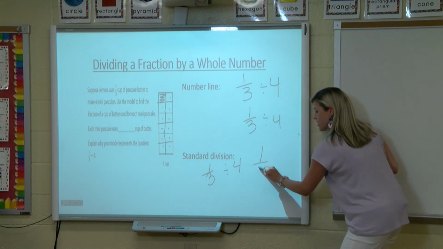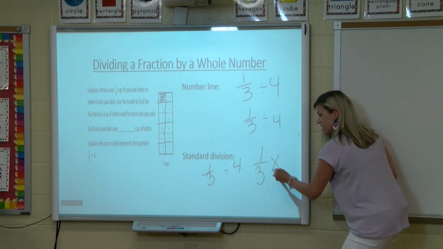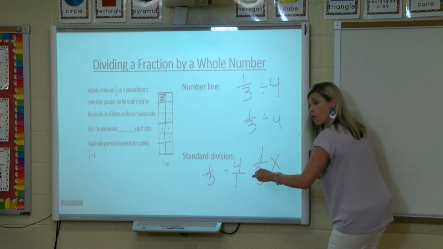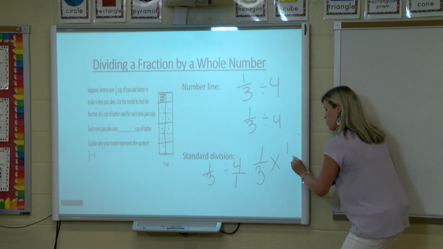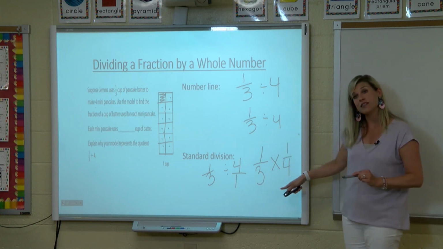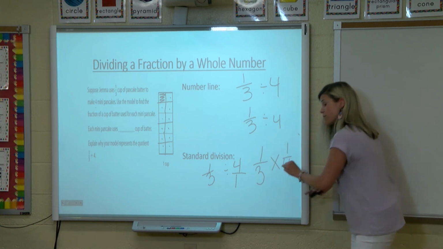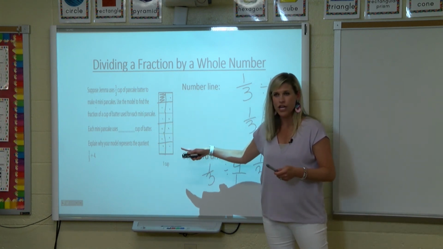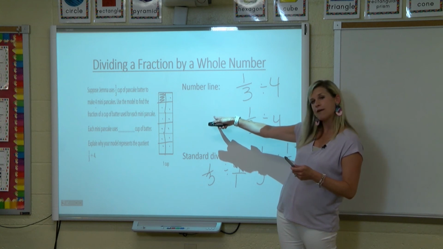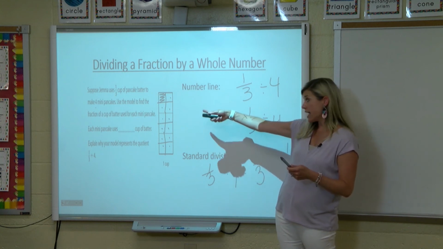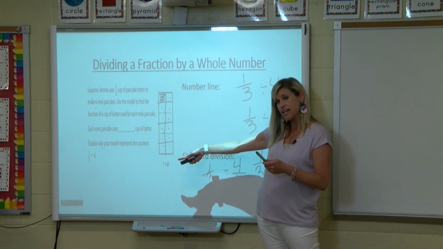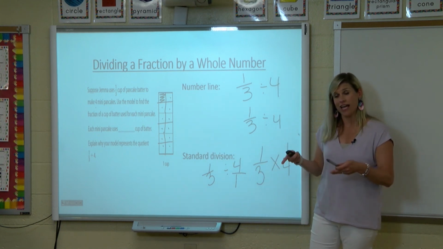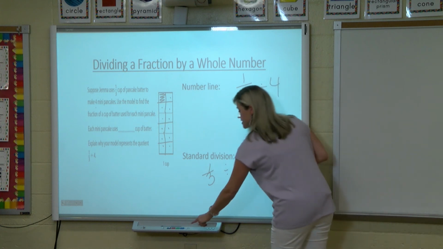We keep 1/3, we change the sign to multiply, and 4 is like saying 4 over 1, so 1/4. There's the multiplication problem. It becomes 1/12, but that's the y behind it. This is the y right here. Do you think I can break this up into a number line as well? Yeah, I could take this exact same thing and instead of using a fraction model, I could use a number line. I could break it into thirds. So let's do that right now.